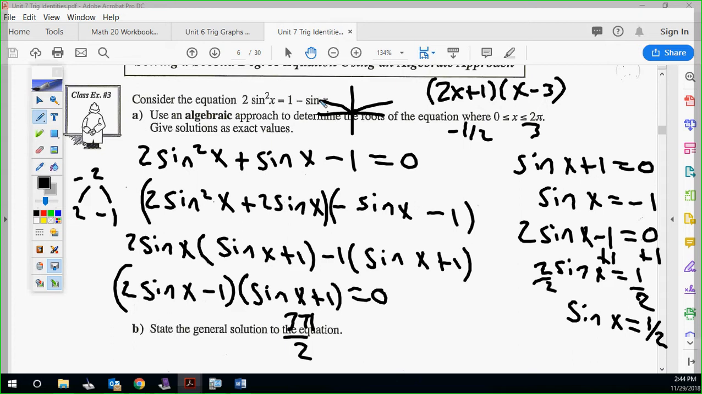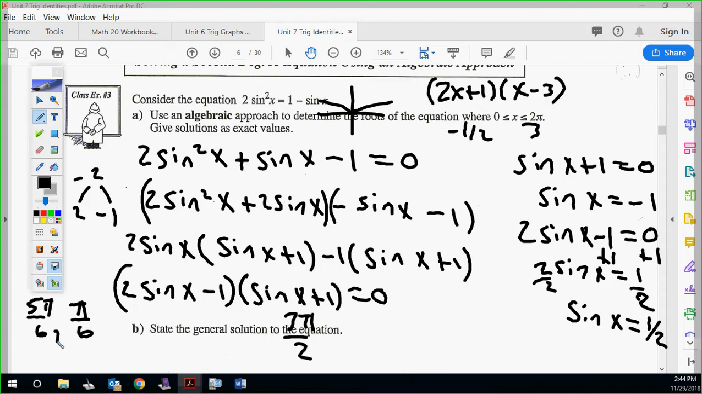Both. Pi over 6 and 5 pi over 6 is 1/2 for sine. Both those values, right, Hannah? Which other one? -1? Right, which we did, 3 pi over 2. So we have 3 solutions here, which we had 3 solutions, right? This is the same one we just did, isn't it?